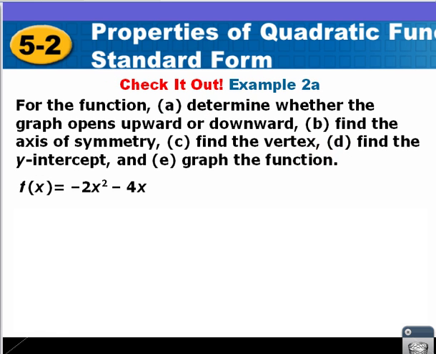All right, you will do the following: determine whether it opens up or down, find the axis of symmetry, find the vertex, find the y-intercept, and then finally graph this.